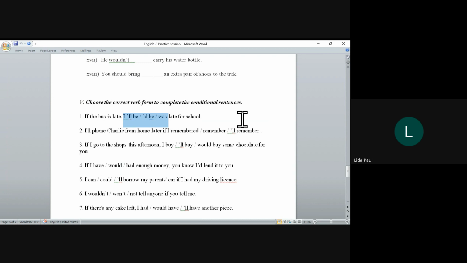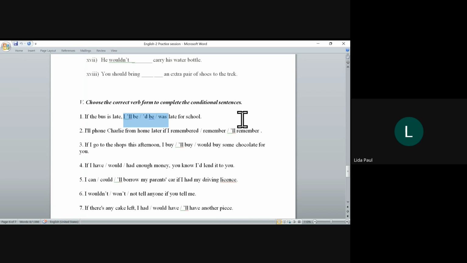That's all. If I go to the third one, if I go to the shops this afternoon, I would buy some chocolate for you. Would buy. If I go to the shops this afternoon, I will buy, right? I will buy some chocolate for you. Again, first conditional, no change.